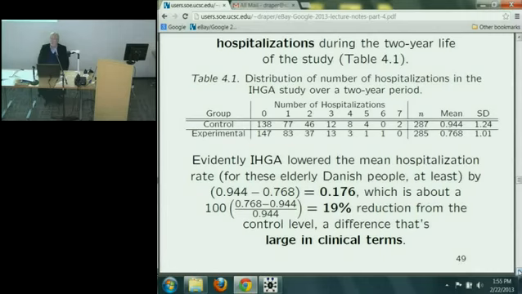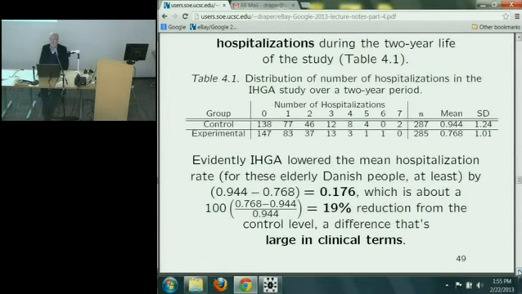So that all wraps up into means, and the control mean came out 0.944 hospitalizations per 2 years, and the experimental mean came out 0.768 hospitalizations on average per 2 years. That's a difference of 0.18 hospitalizations per 2 years, and it can also be expressed in relative terms as 0.768 minus 0.944 over 0.944, which turns out to represent a 19% reduction from the control level in the experimental group.